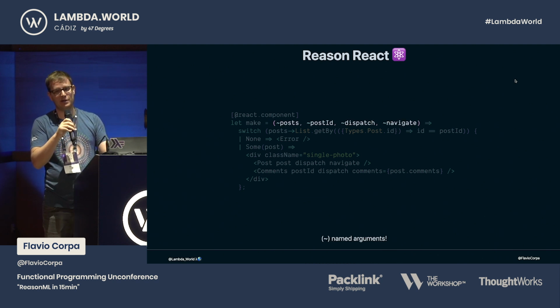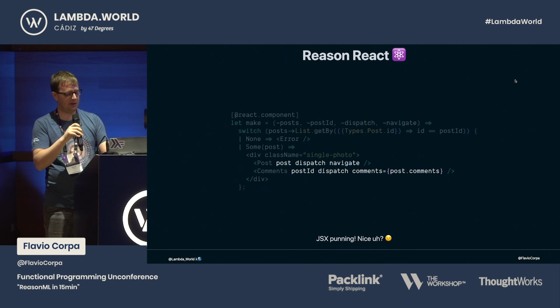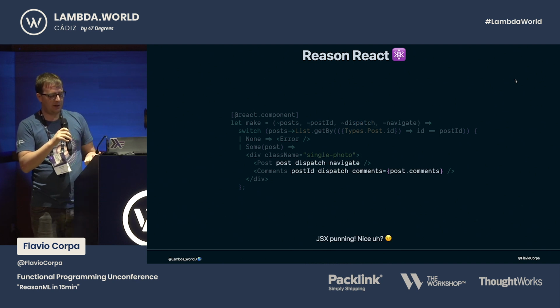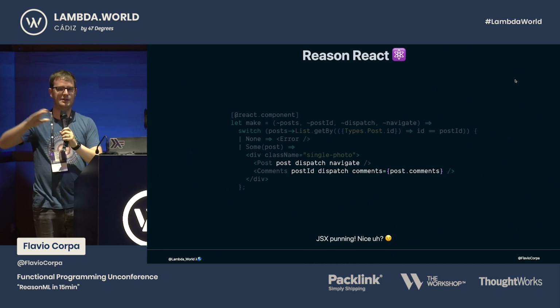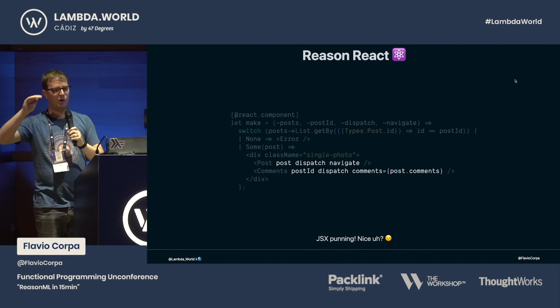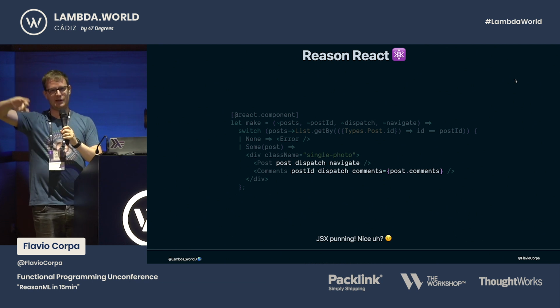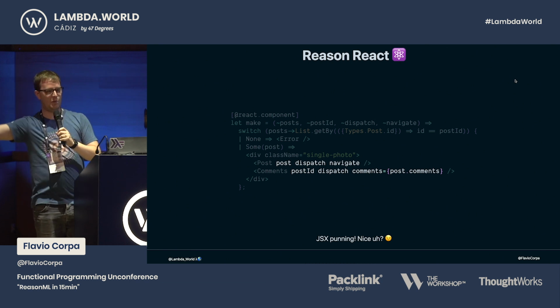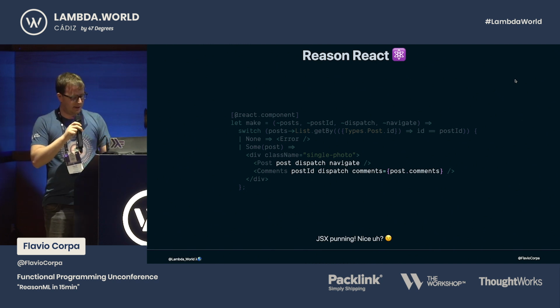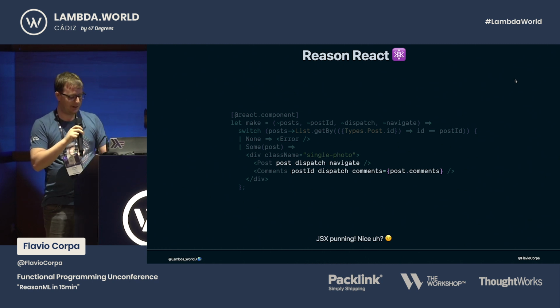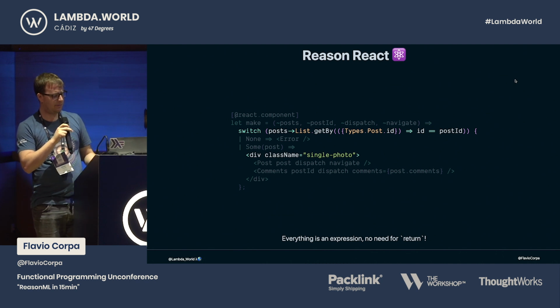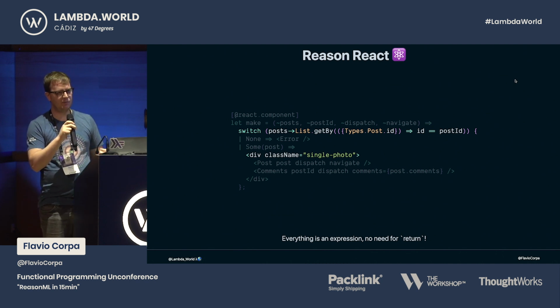We have named arguments, which are awesome and do not exist in JavaScript yet. And also, we get JSX punning for free. So if the name of the property you want to pass to your component is the same as your binding, you can skip the whole post equals open brace post close brace, which is very nice. It's called punning for JavaScript objects, but I don't know if it has other names. And also, everything is an expression in OCaml and Reason, so you don't use the keyword return. But there is very weird stuff going on here.